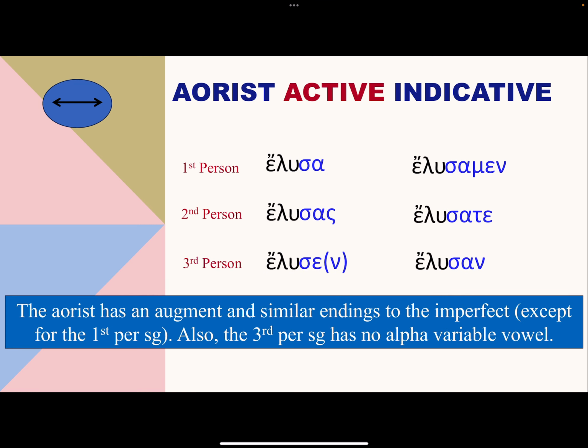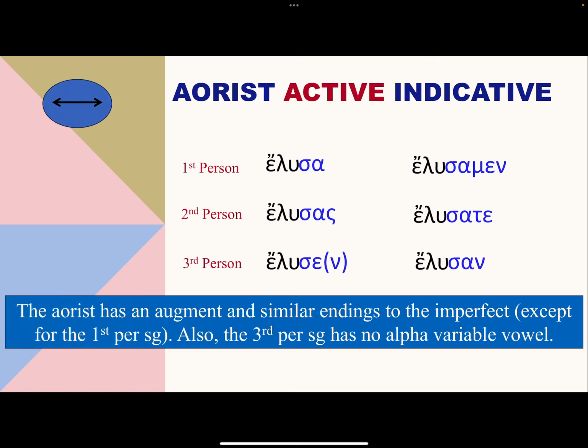So this is what it looks like when the aorist active indicative declines. This is its pattern. It goes elusa, I loosed; elusas, you loosed; elusen, he, she, or it loosed; elusamen, we loosed; elusate, y'all loosed, or you plural loosed; elusan, they loosed.